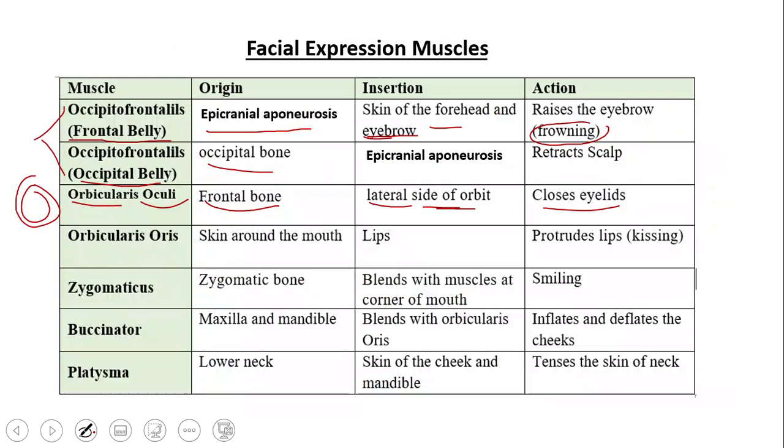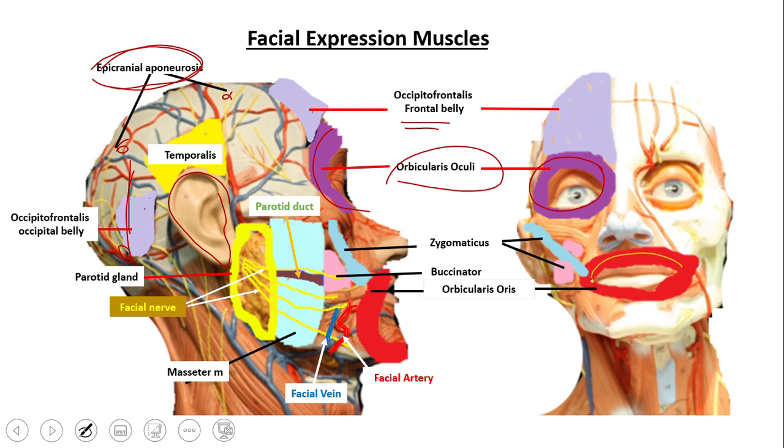Then we have another circular muscle, but around the mouth. So it is orbicularis oris. It originates from the skin around the mouth and it is attached distally to the lips. So it moves the lips. It is the muscle that protrudes the lips, responsible for the kissing action. So orbicularis oris muscle is the kissing muscle.